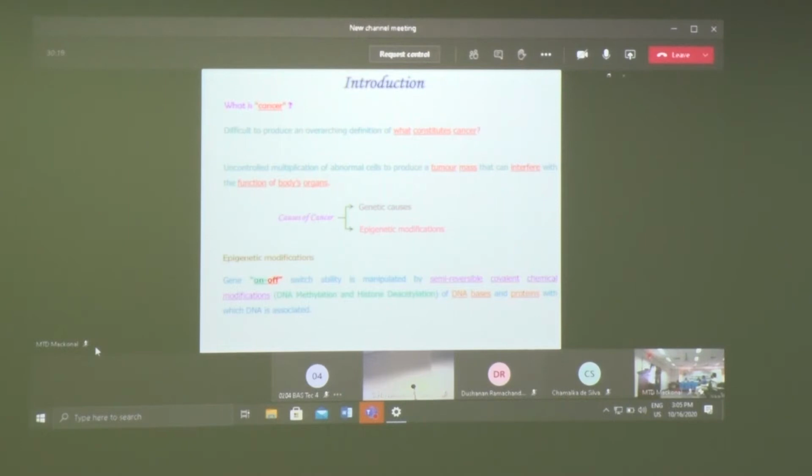Actually, it's difficult to give an overall definition of what constitutes cancer. However, simply it can be said that it is uncontrolled multiplication of cells that can interfere with the function of the organ. Cancer can be caused by two major reasons: genetic causes and epigenetic causes. Genetic causes are irreversible modifications, but epigenetic modifications are reversible. Therefore, epigenetic modification can be targeted by drugs. So, this work is talking about epigenetic modifications.